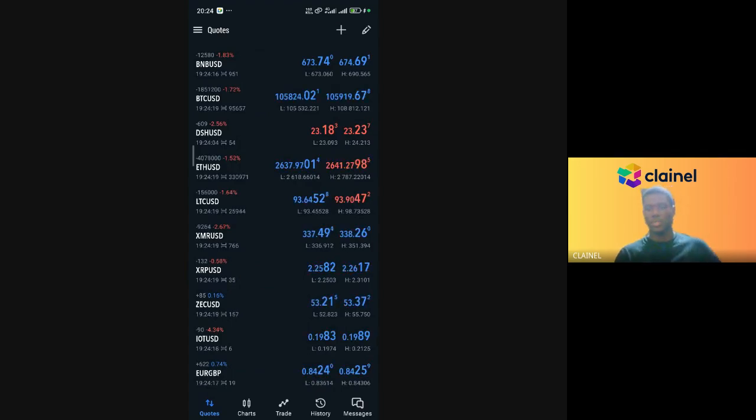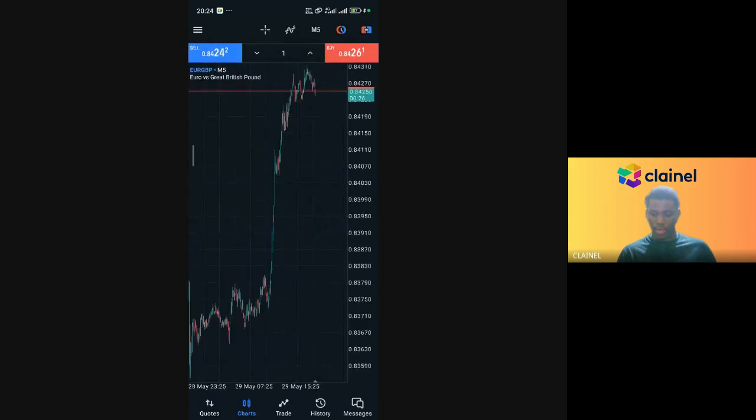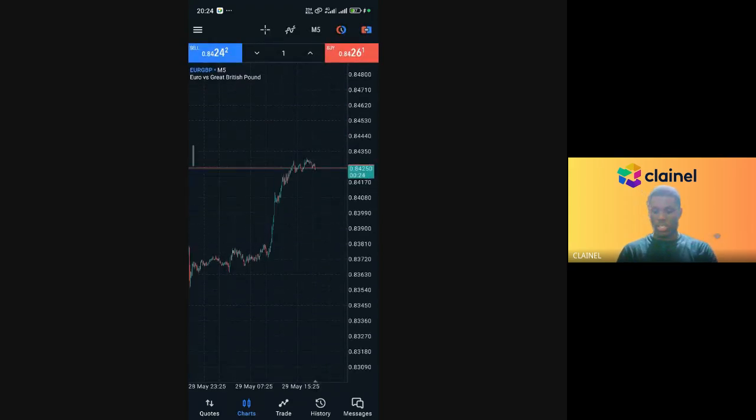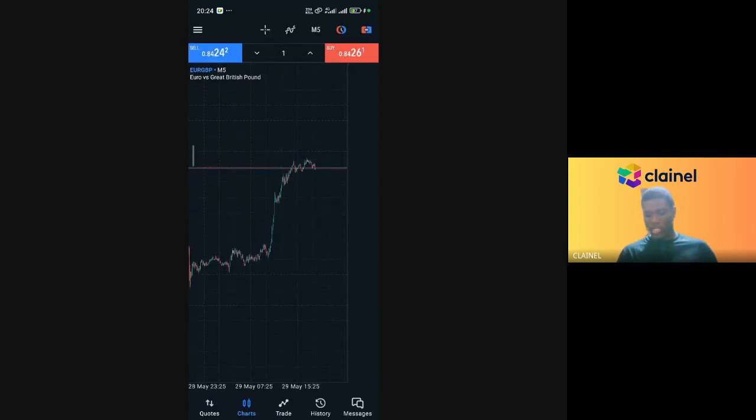So what this means is that we're saying the euro currency is going to be strong against the British pound. So how do we open trades? You can open a trade by clicking on this British pound USD, and first of all you click on charts to see the charts. So now I've seen the charts. What do we do if we want to open a trade? Let's say you want to sell or you want to buy.